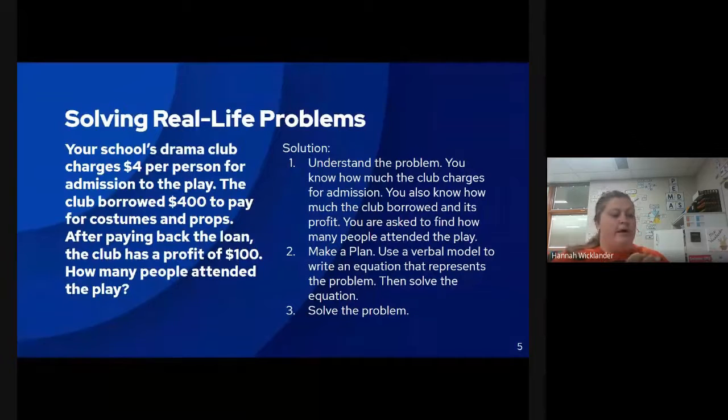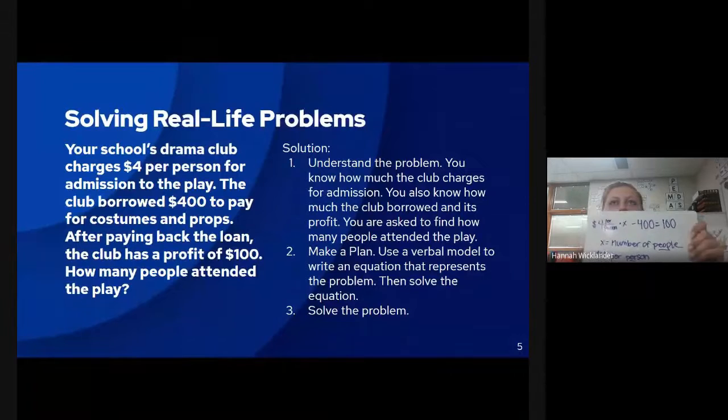So what I'm going to do is $4 per person, and then I have times X. And then we know that they borrowed $400. So I'm going to minus 400 because they borrowed it. And then for my equal sign, I'm going to put 100 because that's how much they made in profit. So they gained $100, but they borrowed 400, so we're going to subtract it.